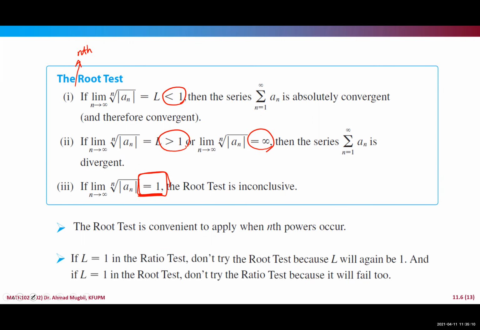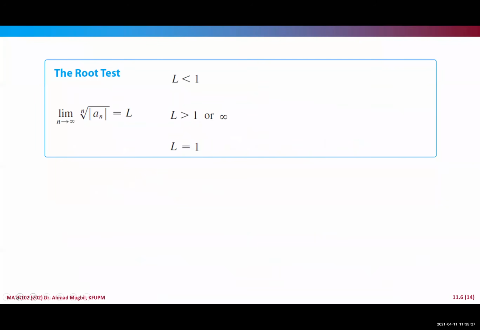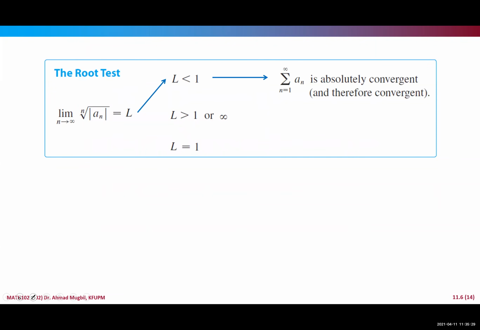I add a remark here. If L is 1 in the root test or in the ratio test, don't try the other one, because again it will be 1 also. So if it is 1, think about a test other than these 2 tests. Again, this is the summary of the root test. In the same way, I will combine them together at the end.